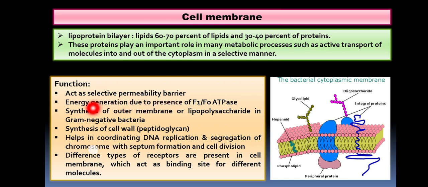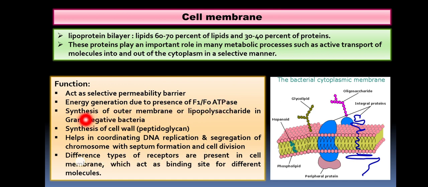Then, in the last video we discussed that the F1 F0 ATPase complex is present in the cell membrane. It is a lollipop structure that helps in energy generation or ATP production, because mitochondria are absent in the bacterial cell. So in place of mitochondria, this acts as the energy production house. So the F0 F1 helps in the production of energy or ATP.